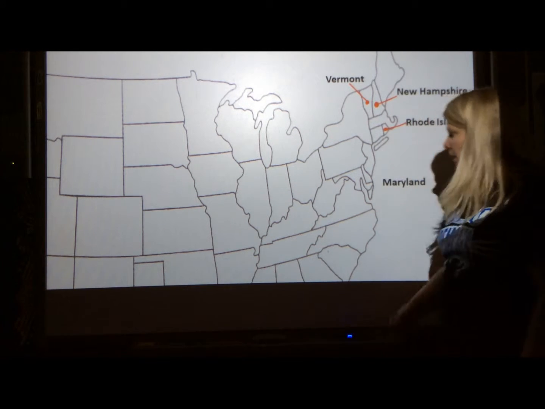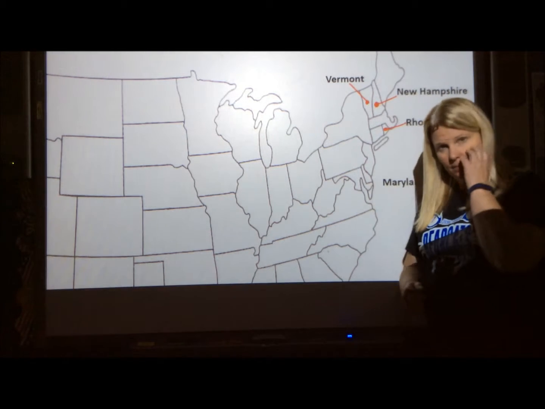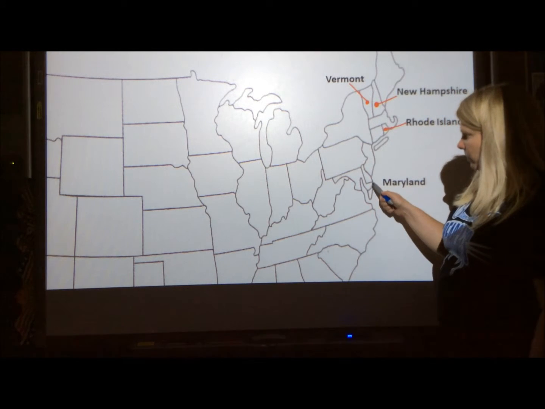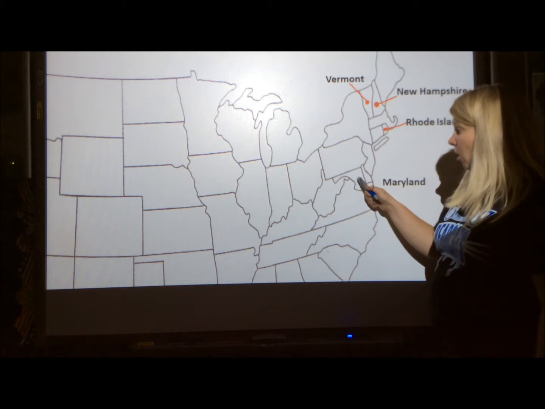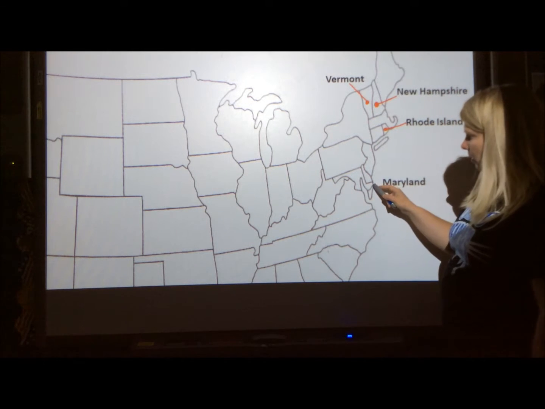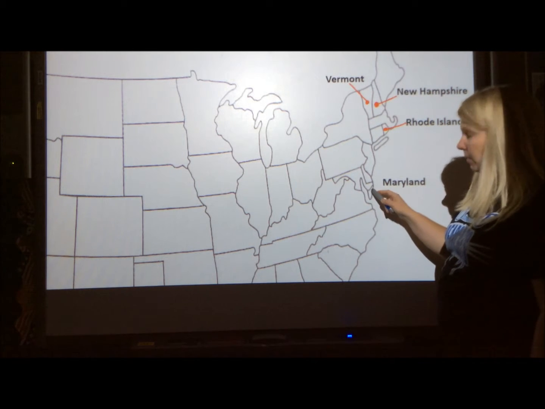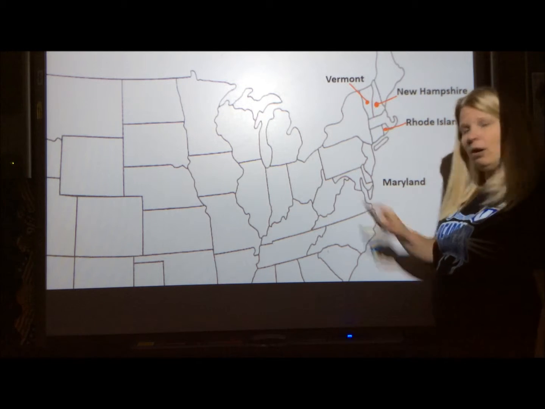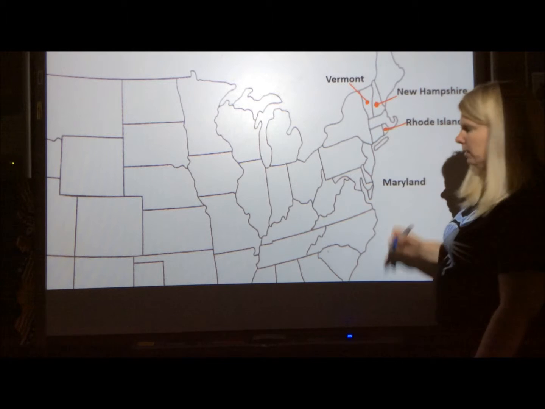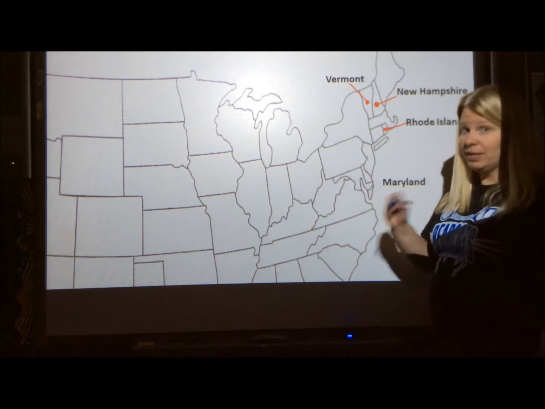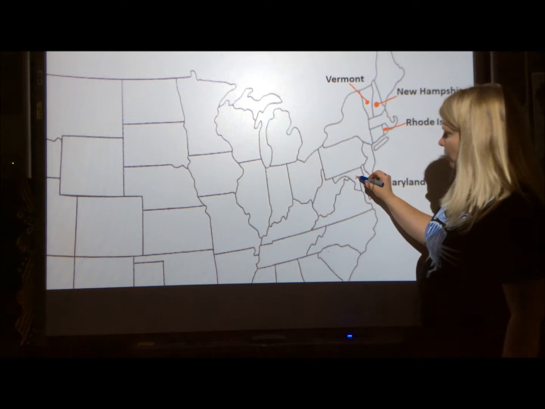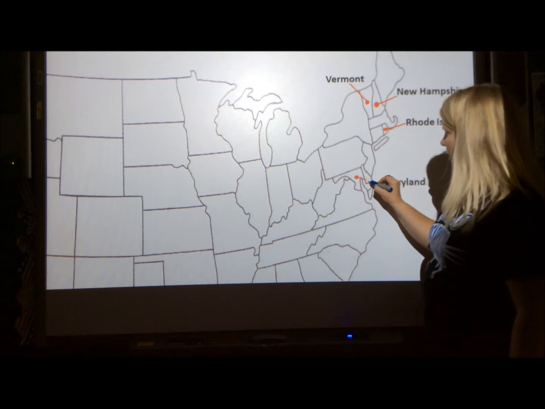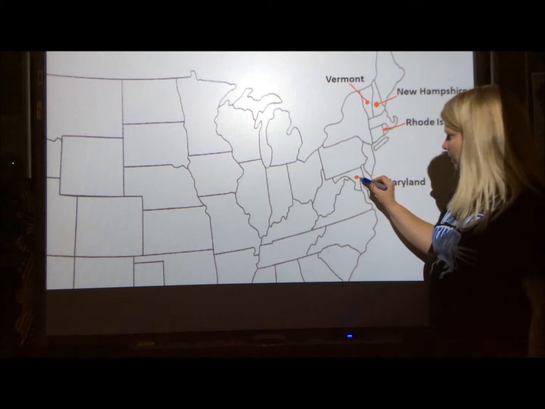Maryland. Now Maryland is a little tricky, okay? So if you look down here, most people think all of that is Maryland. You see the little line that goes across this tip here? That line actually indicates that this is part of Virginia, not Maryland. So don't draw your dot here because then you won't be in Maryland. Draw your dot over here, and that is Maryland.